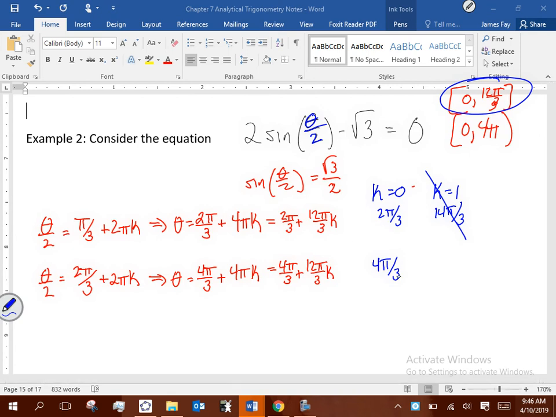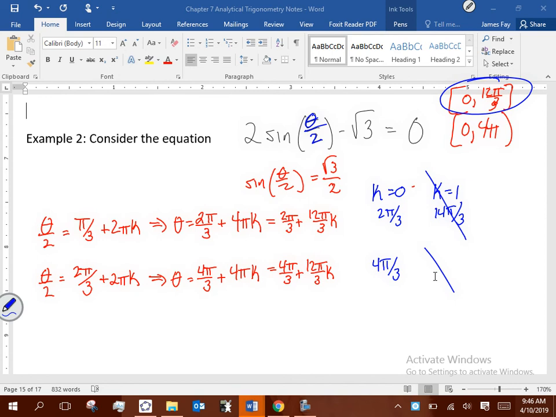That 4 pi over 3 is going to be only the one solution because I'm still going to be adding 12 pi over 3 to this, right? And this number is bigger than that one. So this k equals 1, and 16 pi over 3 is obviously bigger than 14 pi over 3. So 16 pi over 3 doesn't work either. Does that make sense? Okay. So those are my two solutions on that interval.